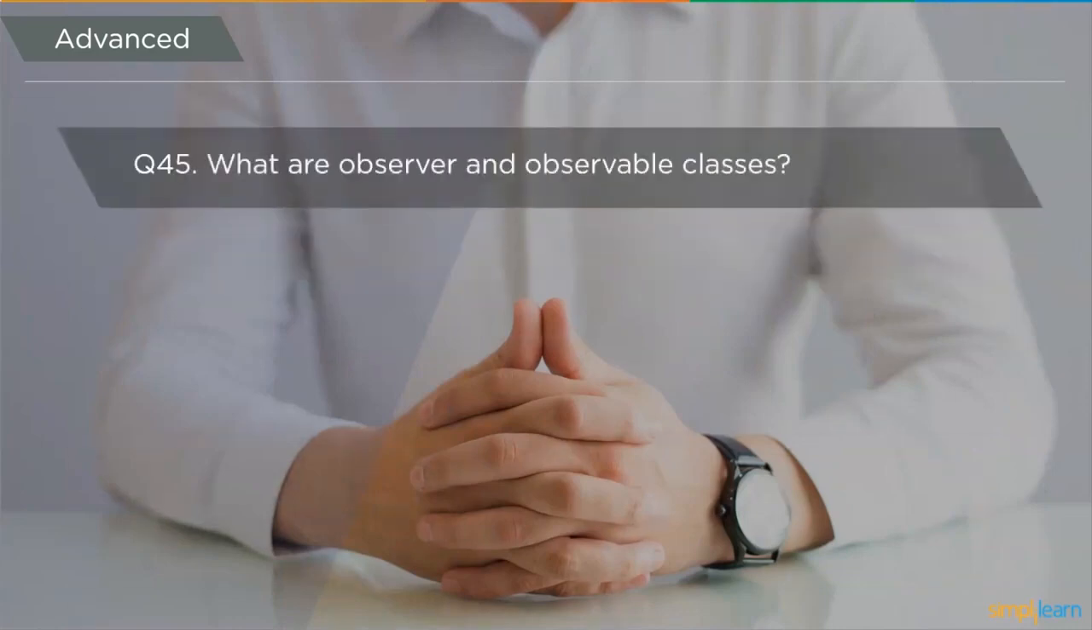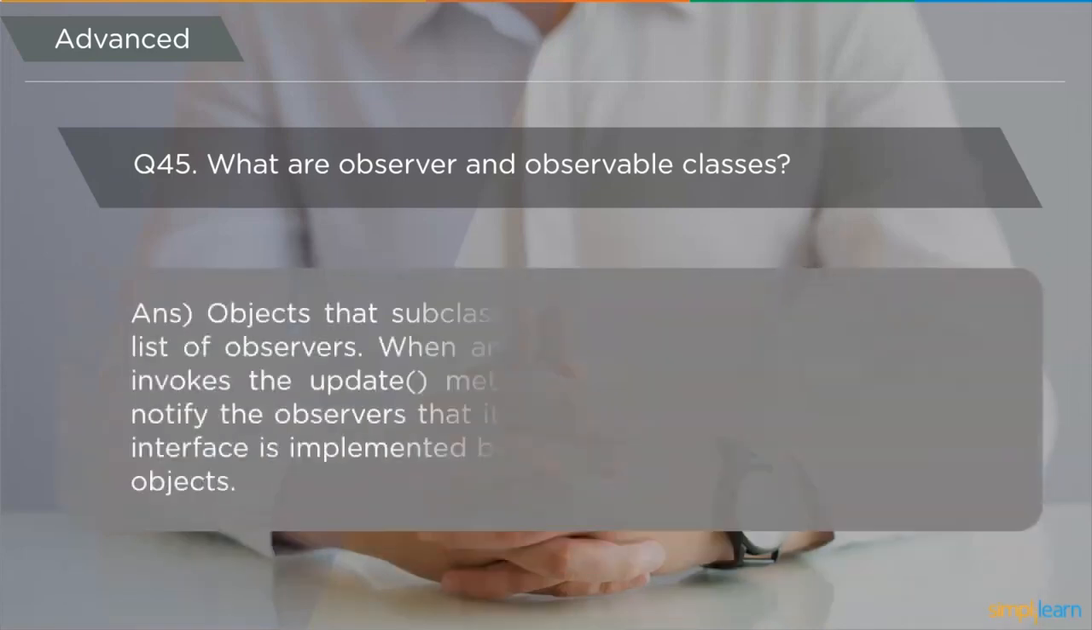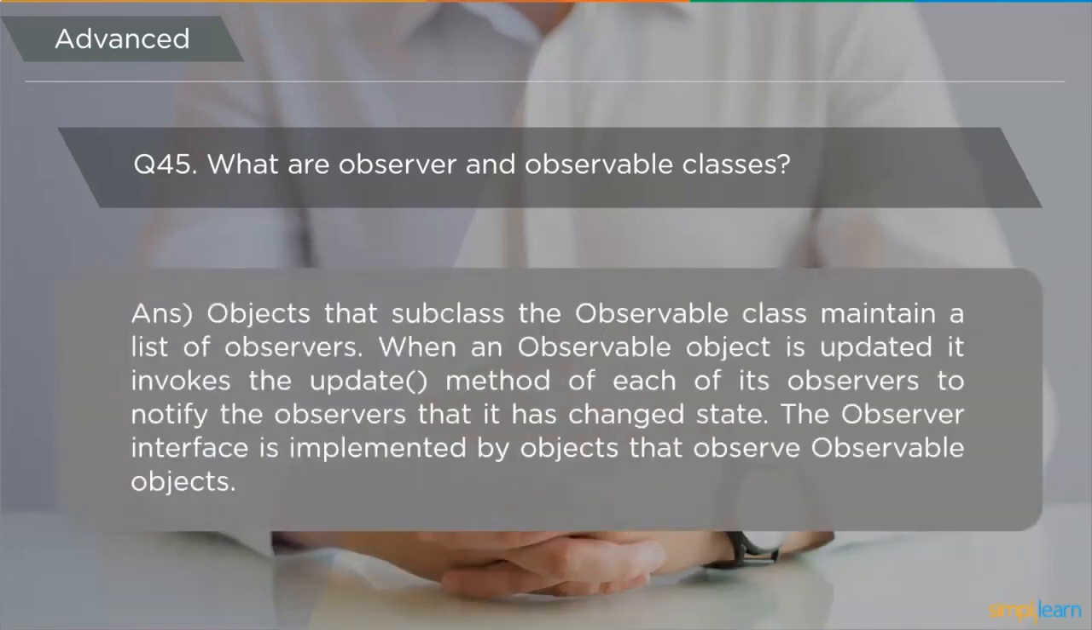What are observer and observable classes? So the answer for this question is, objects that subclass the observable class maintain a list of observers. When an observable object is updated, it invokes the update method of each of the observers to notify the observers that it has changed its state. The observer interface is implemented by objects that observe observable objects. Might be a little confusing, but you need to read this answer once again. You can pause it and read this answer once again so that you can get a brief understanding of this.